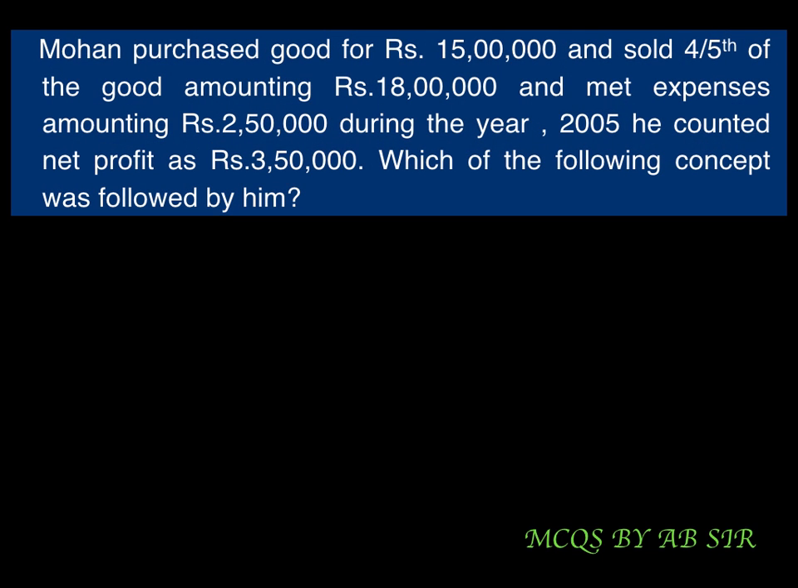Mohan purchased goods for rupees 15 lakhs and sold 4/5 of the goods amounting to rupees 18 lakhs and met expenses amounting to rupees 2,50,000 during the year. During the year 2005, he counted his net profit as rupees 3,50,000. Which of the following concepts was followed by him?